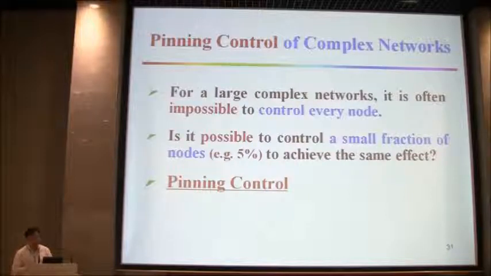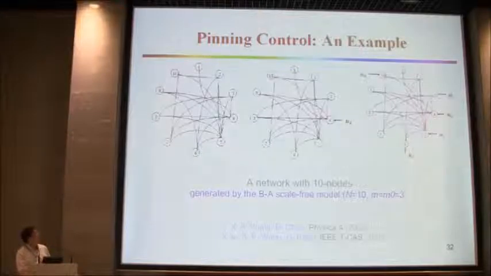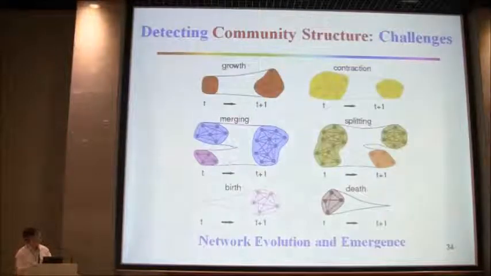So this is the challenge in complex networks. There are some earlier results in this field, such as pinning control. The problem is that pinning control of complex networks depends on network structure. For different structures, we have different methods, coupling strength, number of controllers, and control strategy. Normally, there are many factors and trade-off issues in complex networks. Also, complex networks evolve with time, so this is another challenge.